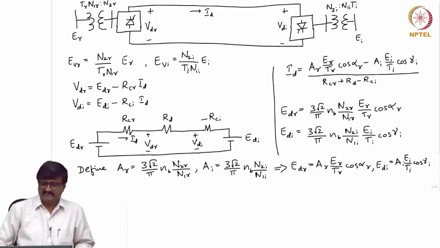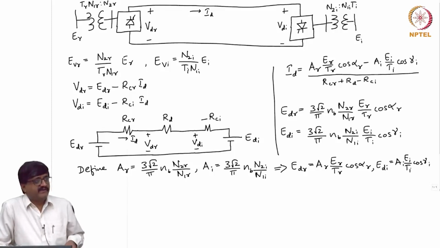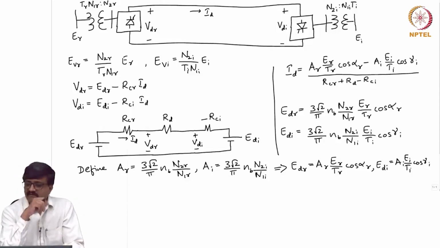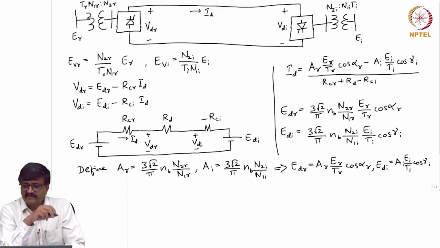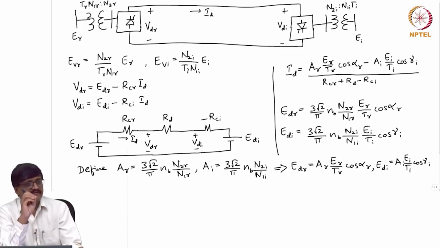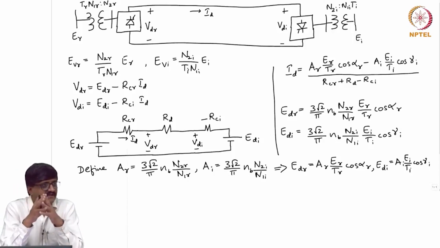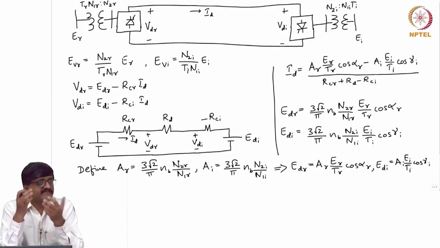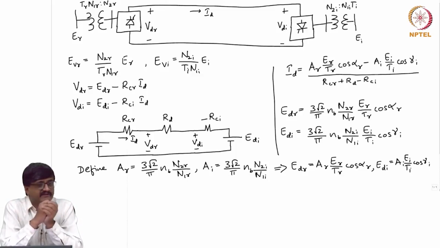Now, RCR and RCI will slightly depend on the tap. But if I ignore that variation in RCR and RCI due to the change in the tap position, then they are constants. RD is anyhow a constant, AR is a constant, AI is a constant. ER and EI depend on the AC system on the rectifier side and the inverter side.